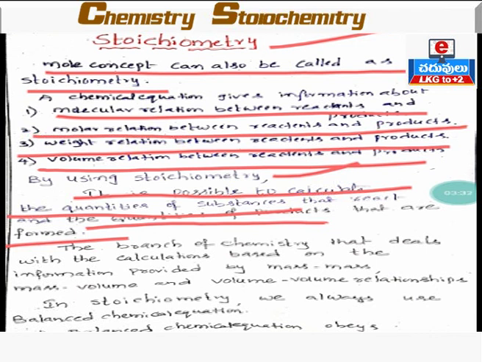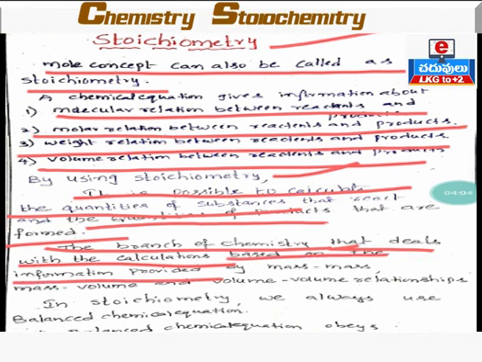Now, what is the exact definition of stoichiometry? Since we are talking about stoichiometry, you should know its exact meaning. Stoichiometry is a branch of chemistry that deals with the calculations based upon the information provided by the mass to mass, mass to volume, and volume to volume relationships.